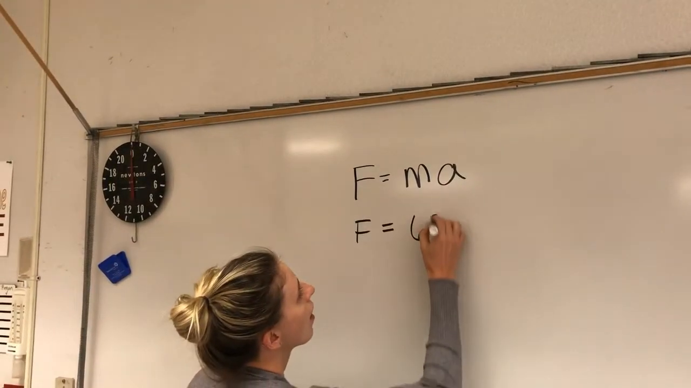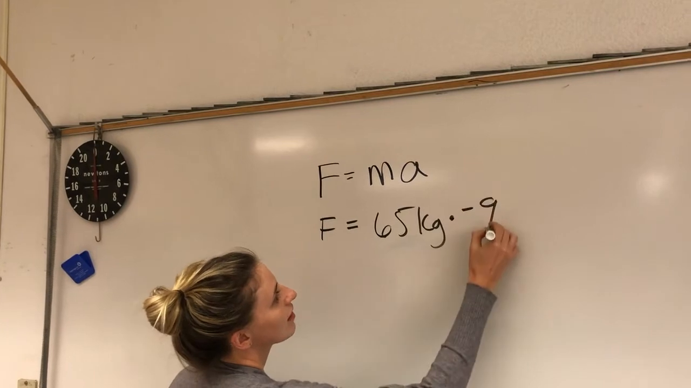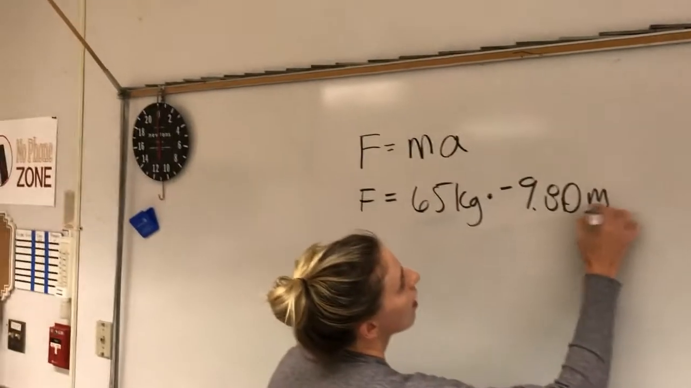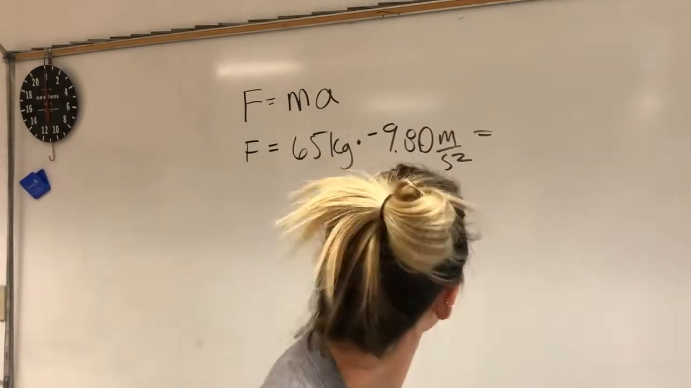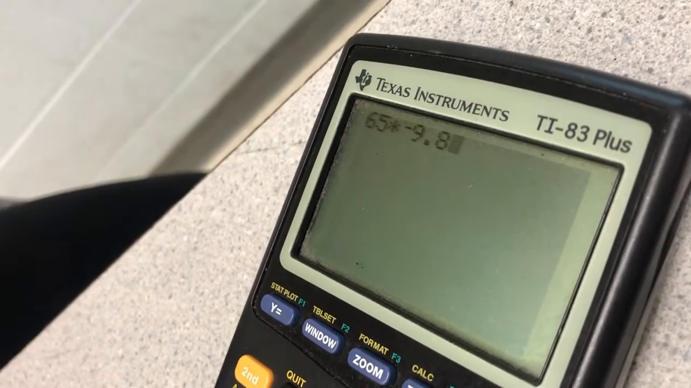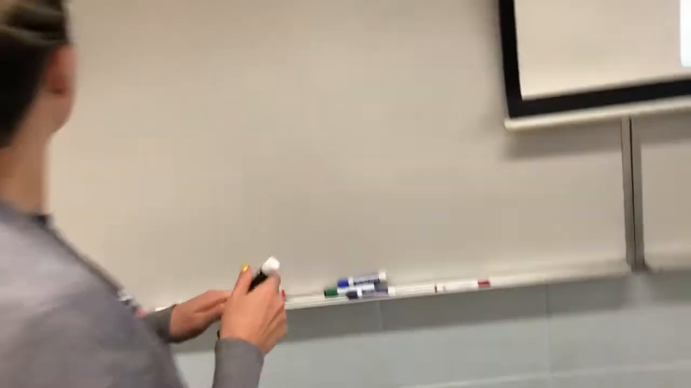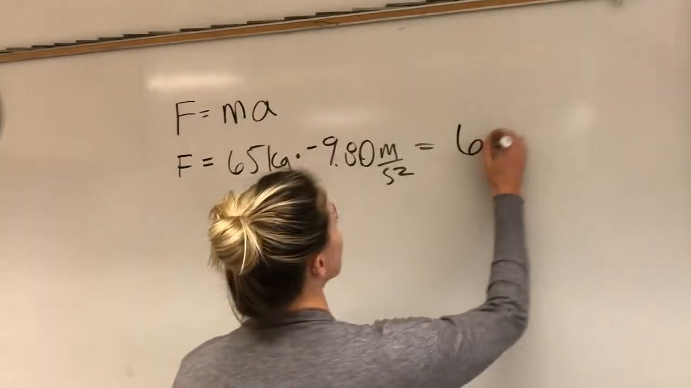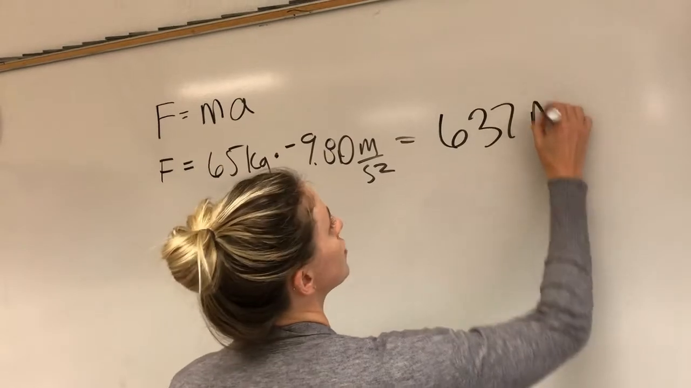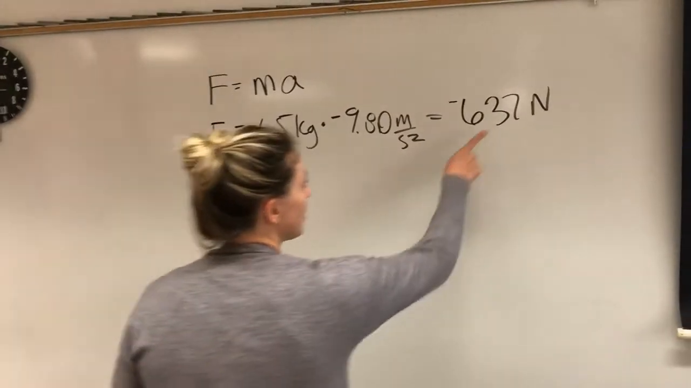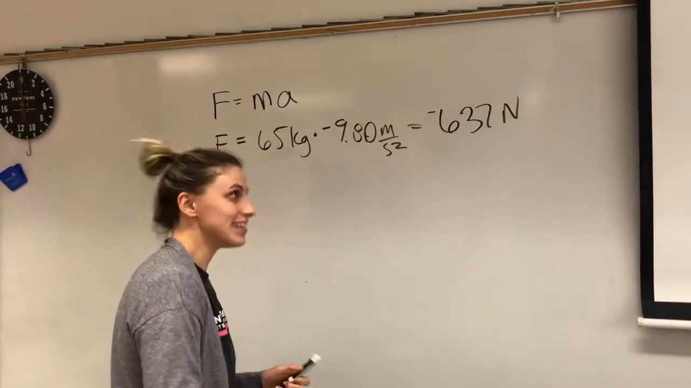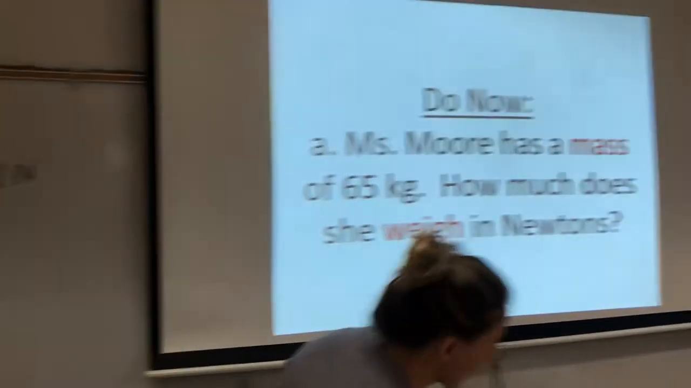Well, it's negative 9.80 meters per second squared. Okay. Let's go ahead and plug this into our calculator. Should be about 630 or 600. 65 times a negative 9.8, and we get 637. What does that negative mean? Well, the negative is just the direction, right? That's all it is. So it's 637 newtons, and it's down, right? Sweet.